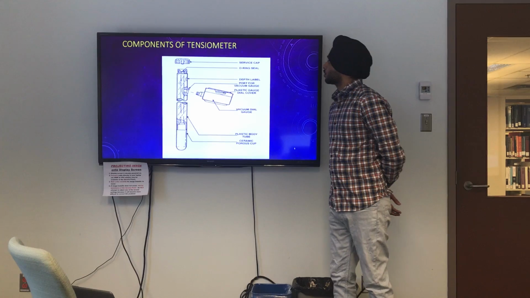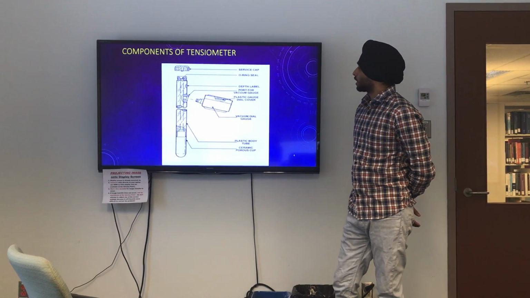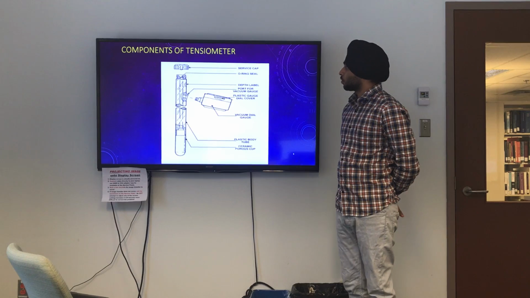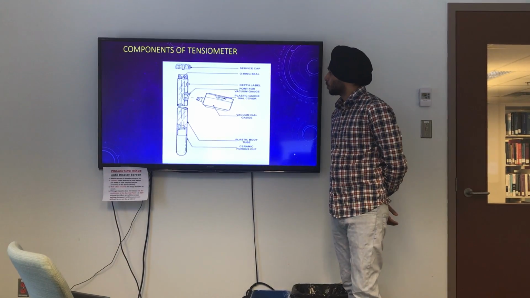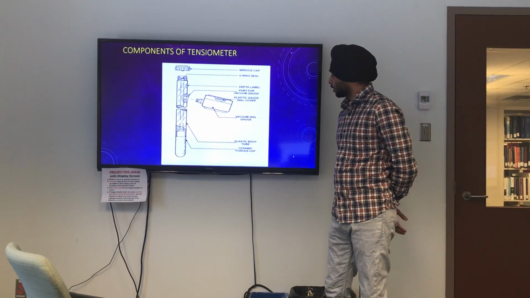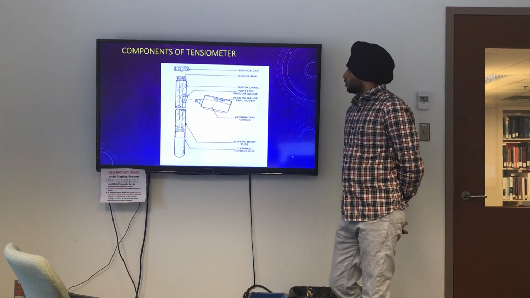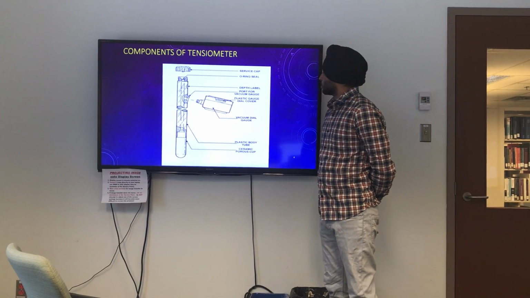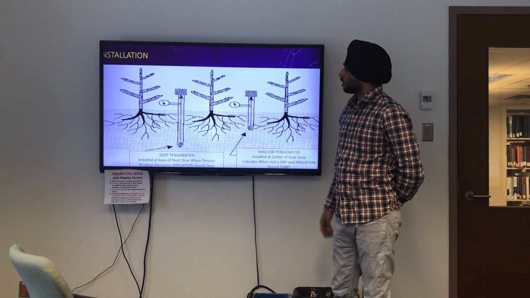So what are the components of the tensiometer? Basically, these are the various components: the service cap, O-ring seal, the depth level for the water. Then there is a vacuum gauge for knowing the range of the water balance. Then there is a plastic body tube, and then the ceramic porous cup. So this is the installation procedure for the tensiometer.